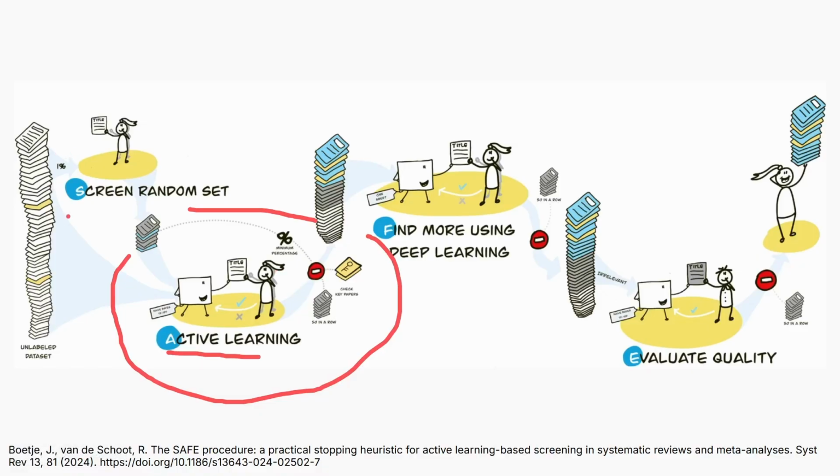But you start with the screen random set. In this part, you train the model. So you first, from a random set of studies, select at least one, and then the tool learns what study you are interested in, and then you move to the second phase.